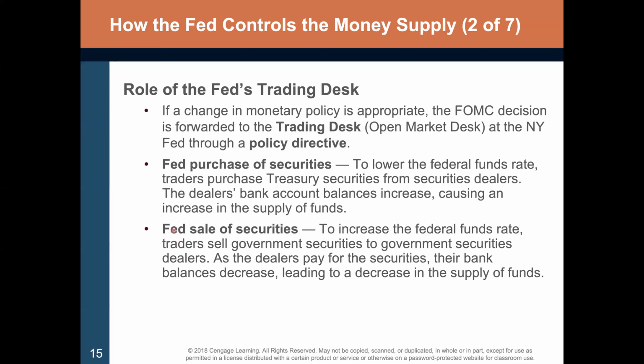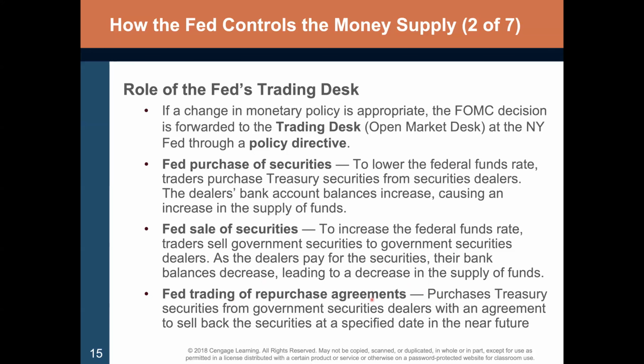On the flip side, the Fed can sell securities. So to increase the federal funds rate, let me go back up. Again, to lower the Fed funds rate, they'll purchase treasury securities. To increase the federal funds rate, traders sell government securities to government securities dealers. As the dealers pay for the securities, their bank balances decrease, leading to a decrease in the supply of funds. So then the Fed, by selling the securities, is taking money out of the market, so reducing the money supply.